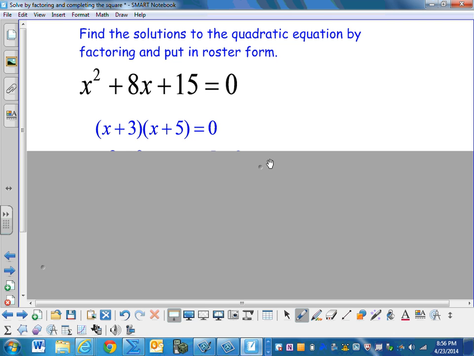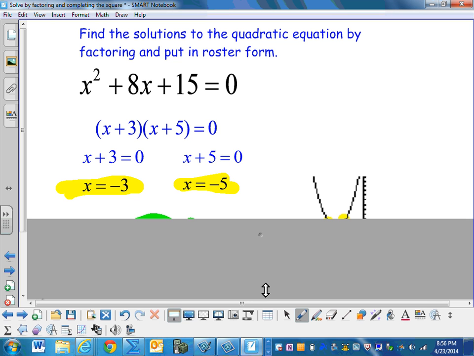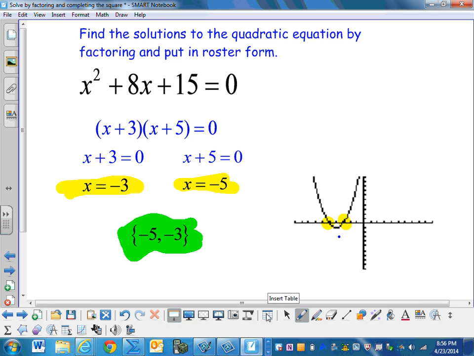x plus 3 times x plus 5. Now I'll set each factor to 0 to solve. x plus 3 is equal to 0, x is equal to negative 3. x plus 5 equal to 0, x is equal to negative 5. So my solutions are negative 5 and negative 3. That means if I plug negative 5 or negative 3 into this original quadratic equation, I'll end up with a zero, or y will be zero, and I can verify that on my graph.